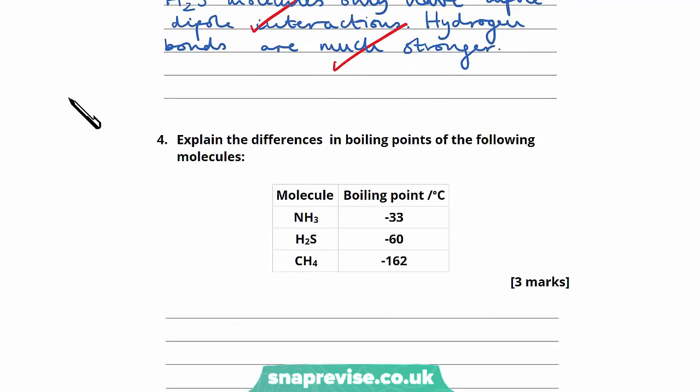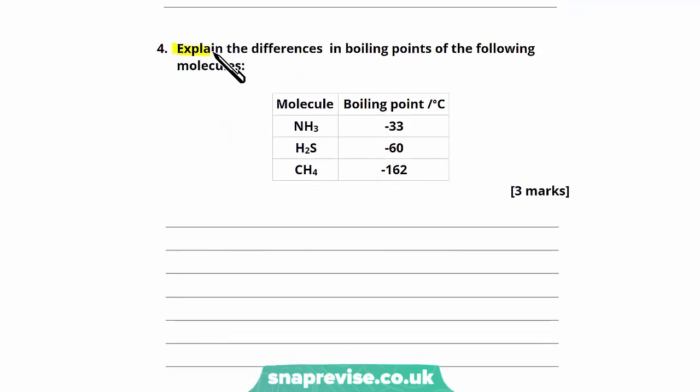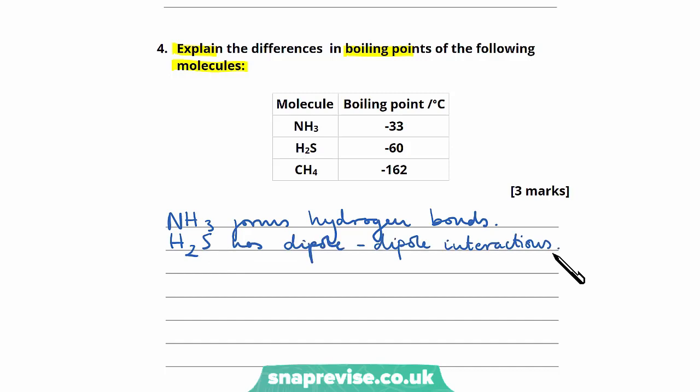In question 4, we're asked to explain the differences in boiling point of the following molecules. We're given the boiling point of ammonia as minus 33 degrees Celsius, hydrogen sulfide as minus 60, and that of methane as minus 162 degrees Celsius. Now this is due to the different intermolecular forces of attraction. We know that ammonia forms intermolecular hydrogen bonds. We know that hydrogen sulfide has dipole-dipole interactions. And methane has London forces.